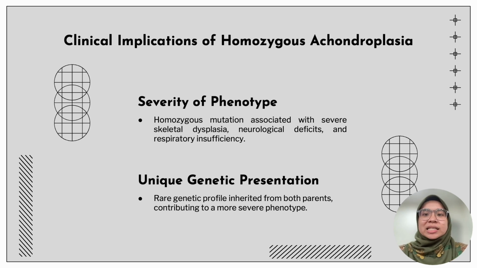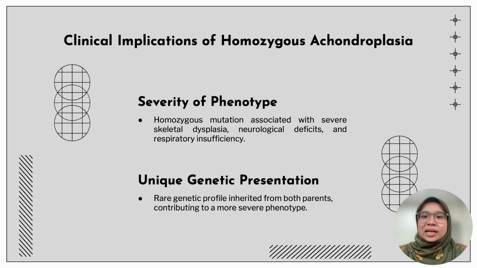Given the rarity and severity of homozygous achondroplasia, genetic testing was crucial for confirming the diagnosis and ruling out other potential conditions. The identification of the homozygous C1138G>A mutation in the FGFR3 gene provided a definitive diagnosis, enabling a focused and effective management plan. This case is particularly relevant due to its unique genetic presentation.